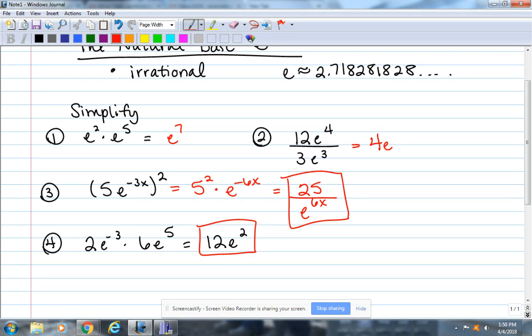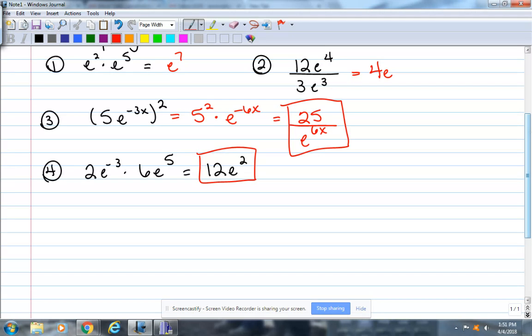So that's how you simplify with e to get exact answers. If your direction says to approximate, let me see what the book says. Yes. It'll either say approximate or use the calculator to evaluate. Then we can have rounded answers. Use calculator.